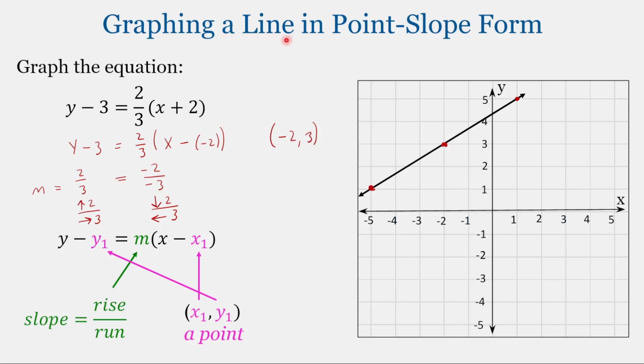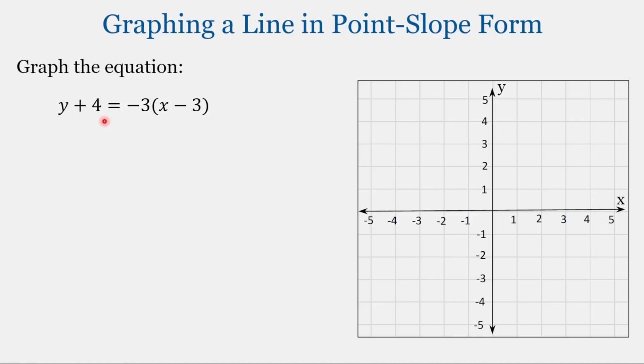So the only thing that changed when we graph a line in point-slope form versus slope-intercept form is how we get that starting point. So let's practice a few more.